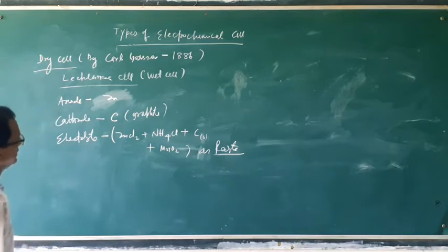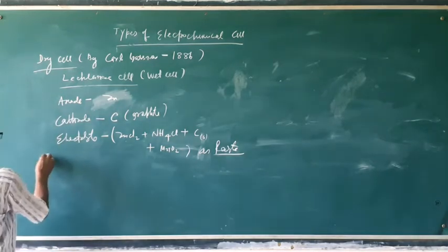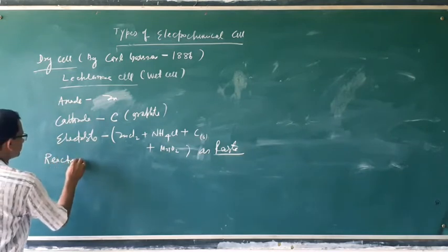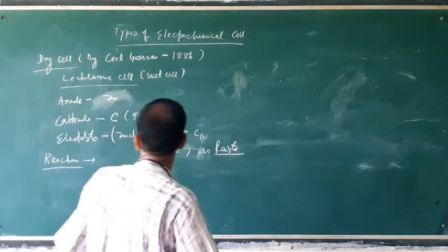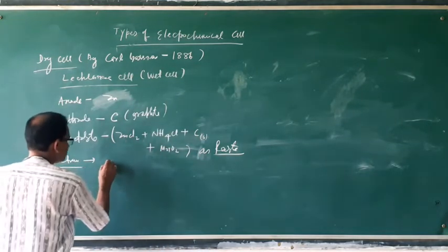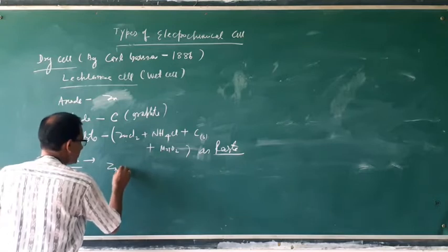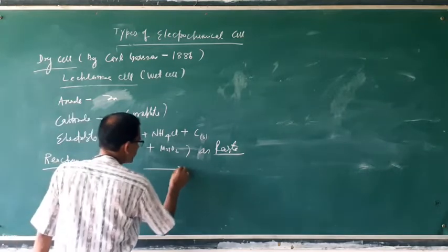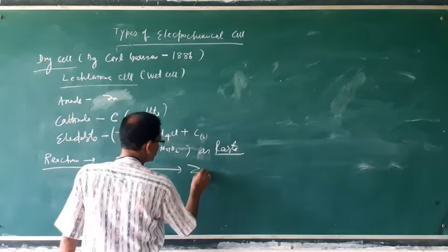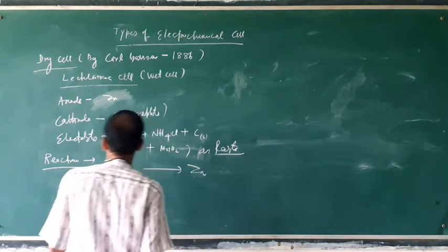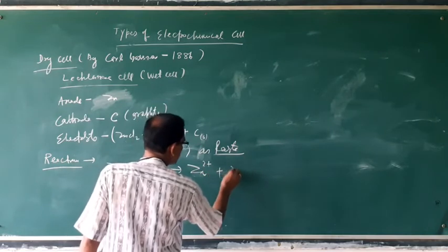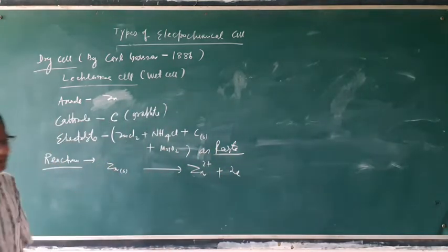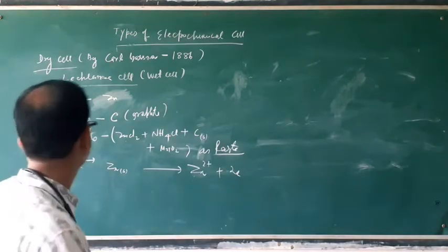Then, how does the reaction take place? What are the reactions? Reaction in the dry cell: zinc gets oxidized. Here, solid zinc gets oxidized to zinc 2 plus ion and 2 electrons. Here, zinc gets oxidized to zinc ion.